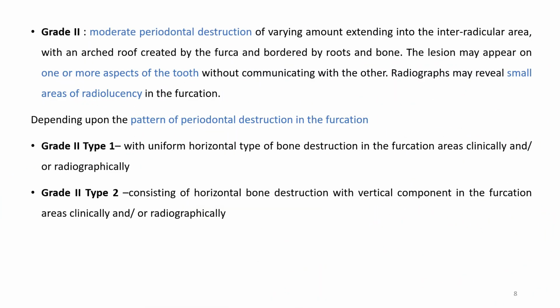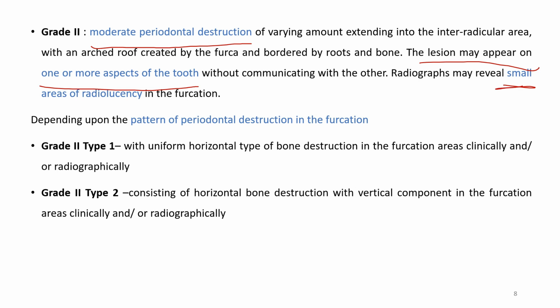Next we come on to the grade 2. Now here the characteristic of grade 2 will slightly change with different subtypes. Grade 2 is basically moderate periodontal destruction. Means here the periodontal destruction is more than grade 1. There it was initial, here it is more than grade 1. The lesion may appear on one or more aspects of teeth. Lesion will start from the buccal entrance or from one furcation entrance. It won't continue to the other furcation entrance. Okay, they won't communicate with each other.